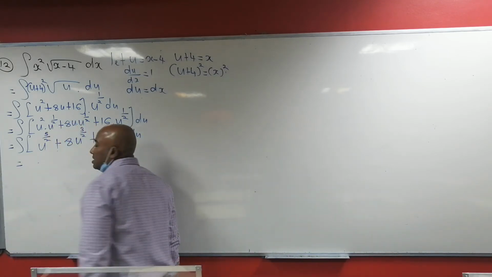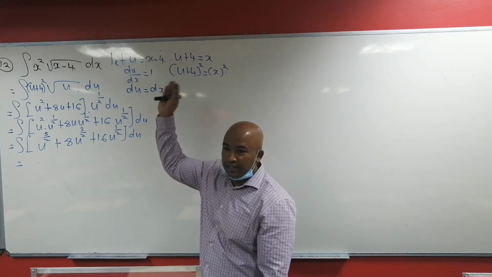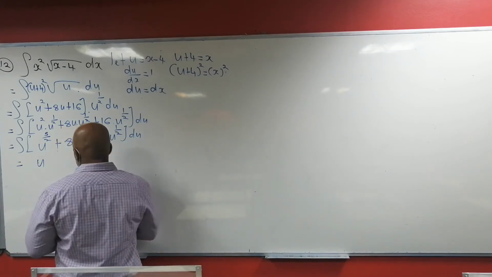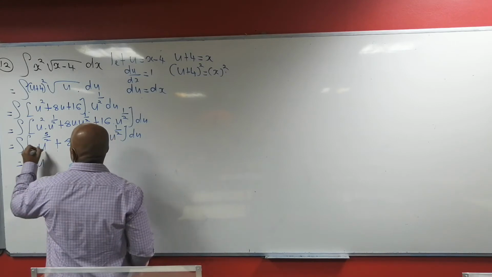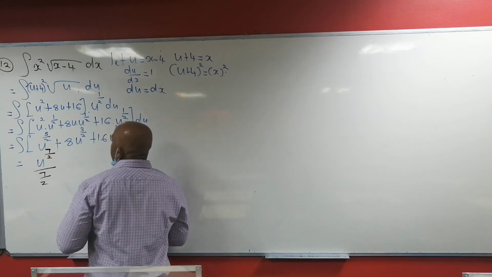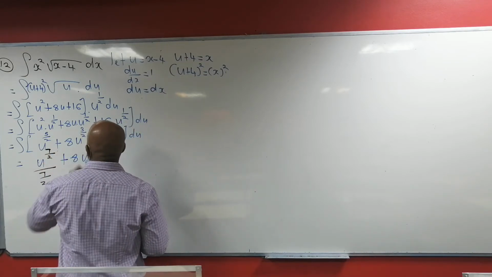So integrate with respect to u. All you're going to do is add 1 there on the top and the bottom. So that's going to be u to the power 5 over 2 plus 1, which is 7 over 2. 7 over 2 there. And we got plus 8u.